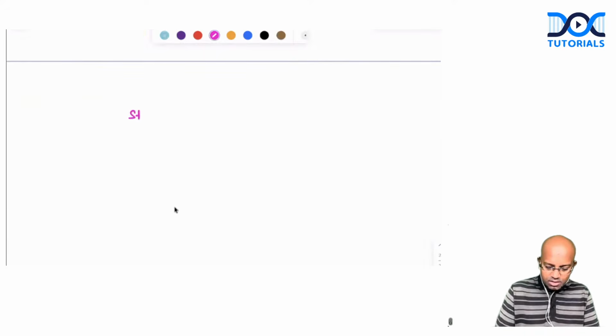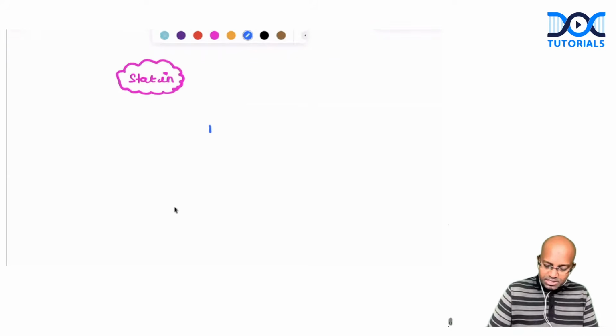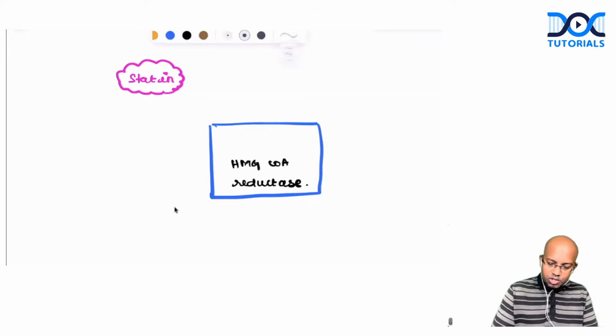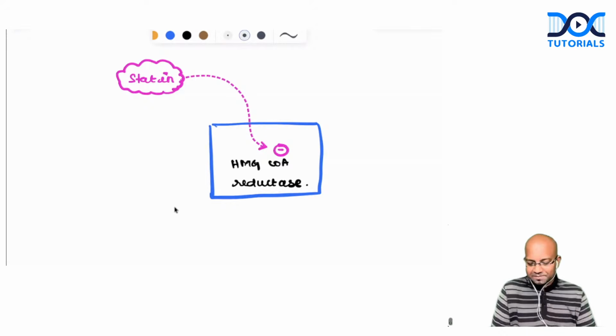See, statins, whenever administered, as I've told, are going to be inhibiting HMG-CoA reductase enzyme. This enzyme is situated inside the hepatocytes. For this, the statin should cross this membrane, gain entry into the hepatocytes, bind with HMG-CoA reductase and inhibit it. But statins have to gain entry into the hepatocytes.